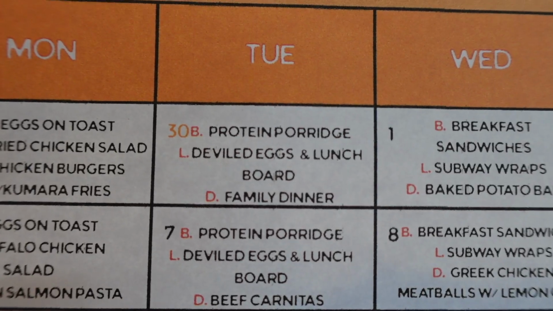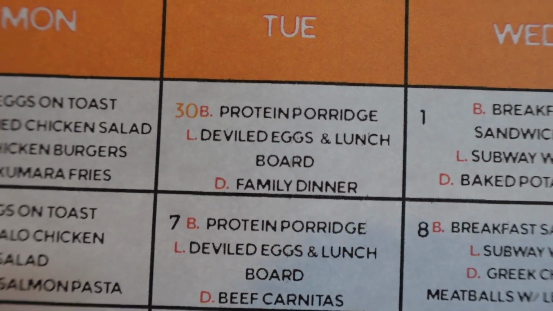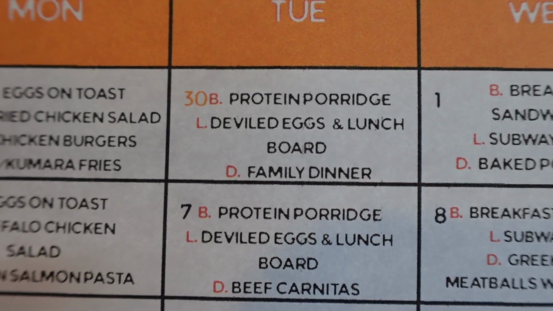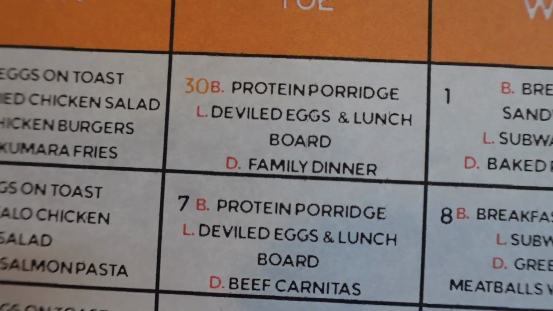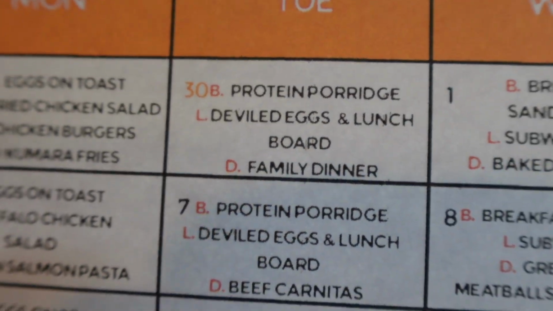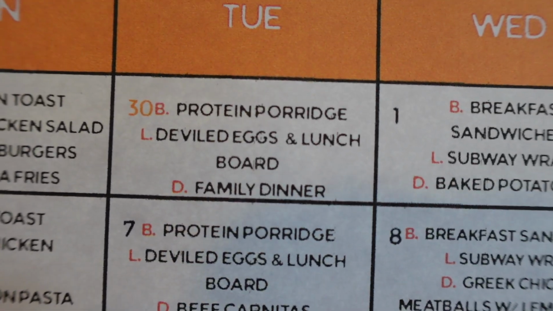Tuesday night here, family night, family dinner. We are going over to my sister-in-law's for family dinner, and for that I have planned to make a lasagna and a peach cobbler type of thing. So that's what we're taking over tomorrow night for family dinner night.